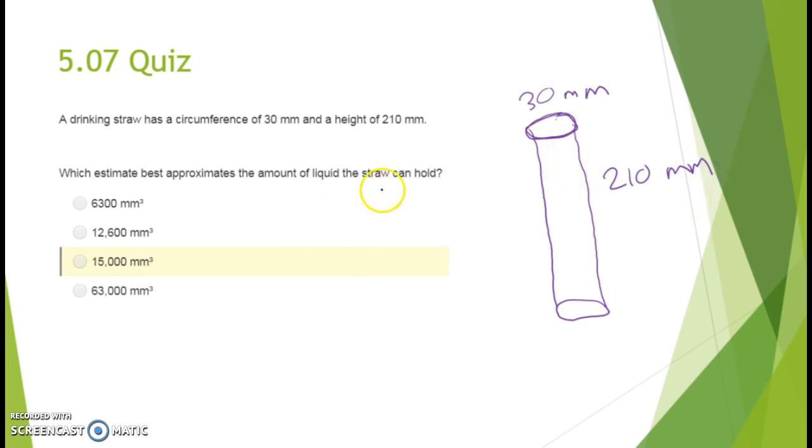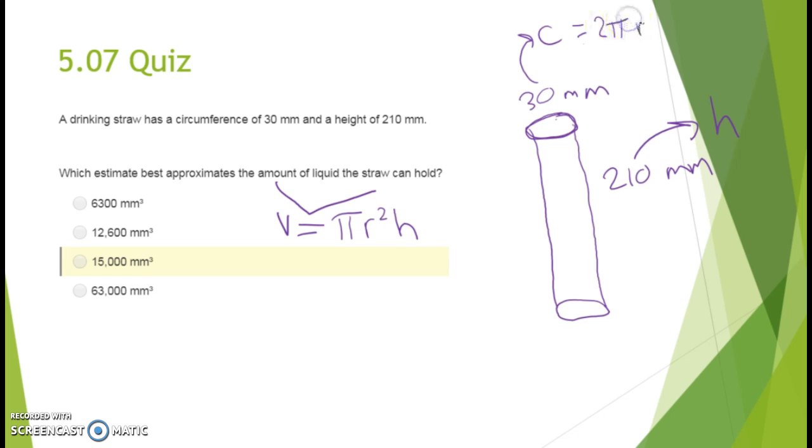So if we want to know the best approximation for the amount of liquid it can hold, that's the volume. And the volume of a cylinder is pi times the radius squared times the height. Well, we know the height, but we don't know the radius. This is the circumference. And circumference is equal to pi times the diameter, or 2 pi r. And we're going to use 2 pi r because we want to find the radius so that we can use it in our volume formula.